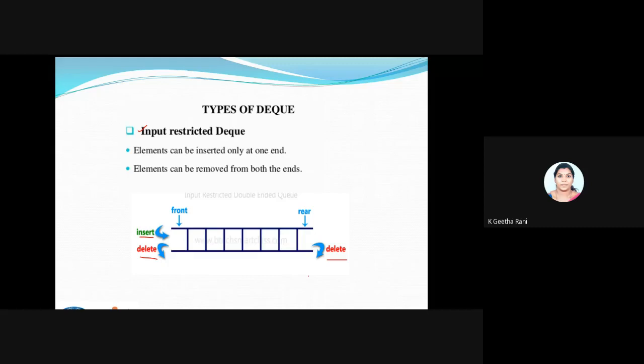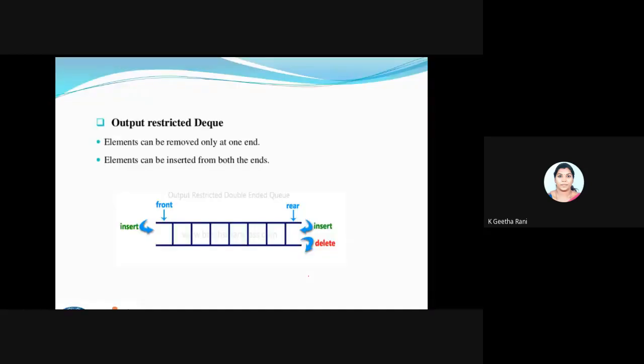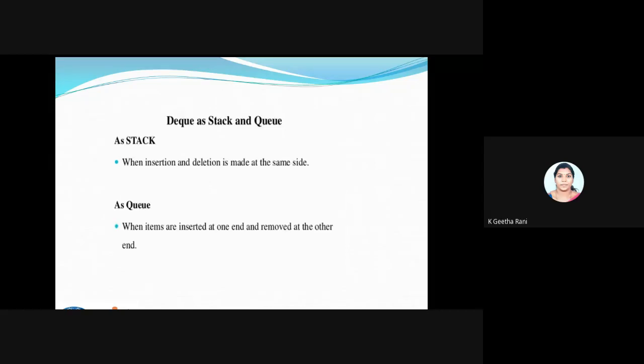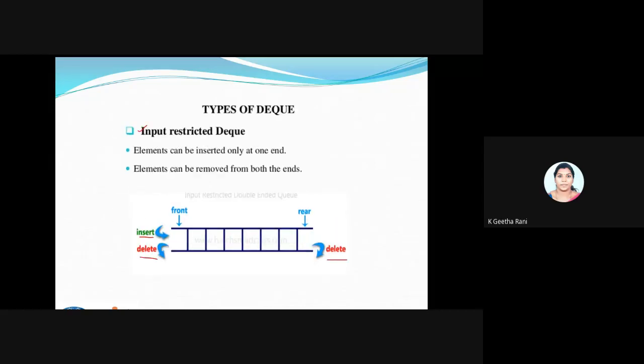Fine. The next one is the output restricted DQ. Output means I'm going to have deletion only at one end. Deletion happens only at one end of my queue, but insertion happens at both the ends of the queue. This is called an output restricted DQ. We won't be analyzing more in this, but you have to know the types of the DQ: one is input restricted and another is output restricted. To make it clearer, input restricted means I'll be having insertion at only one end.